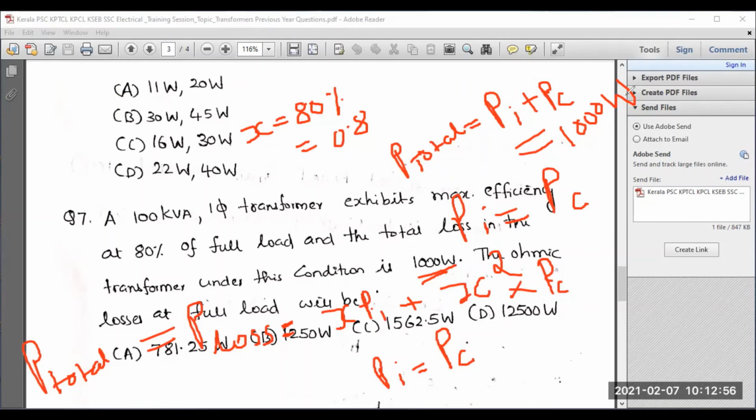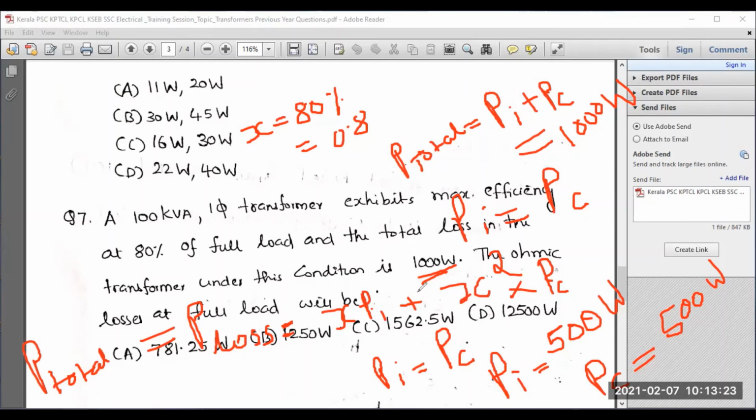Now do one thing. So what is the total loss? Total loss equal to 1000 watts. As per the condition for maximum efficiency, I can write iron loss equal to 1000 divided by 2, that is equal to 500. Correct? Both are equal, no? Similarly, copper loss equal to how much? That is also 500. I think you are understanding my concept. Pi equal to 500 watts, Pc equal to 500 watts. Both are equal for the condition for maximum efficiency.